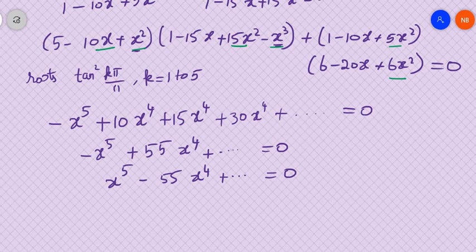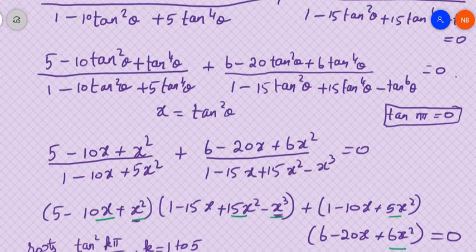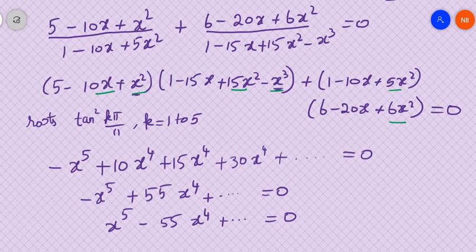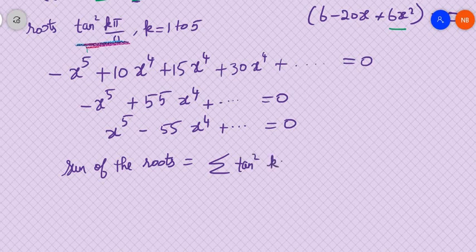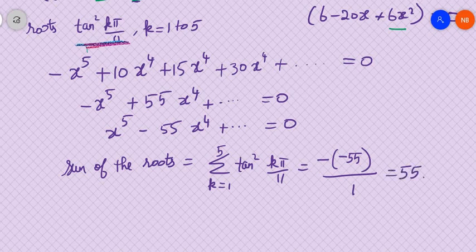is equal to 0. Since we know that the roots of this equation are tan square k pi by 11, these are the roots of the equation x power 5 minus 55x power 4 plus etc. So the sum of the roots, sigma tan square k pi by 11, where k ranges from 1 to 5, is given by minus x power 4 coefficient, that is minus 55, by x power 5 coefficient 1. So this answer is 55. Thank you.